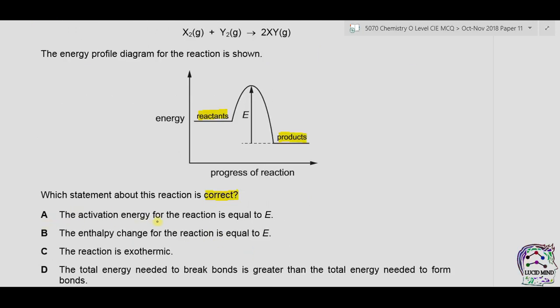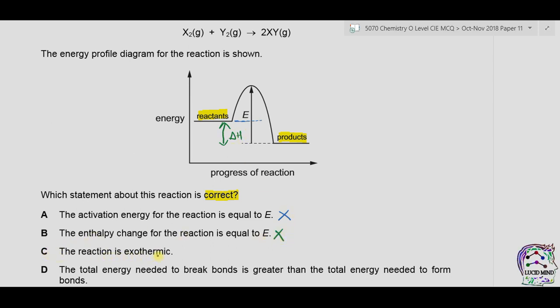A. The activation energy for the reaction is equal to E. Now, activation energy is the energy that is required by the reactants to go into the transition state. So, part A is incorrect. B. The enthalpy change for the reaction is equal to E. Now, the enthalpy change is actually the difference of energy between the reactants and products. This is also incorrect.